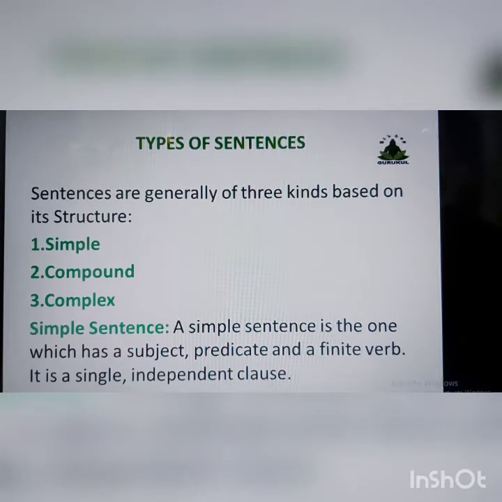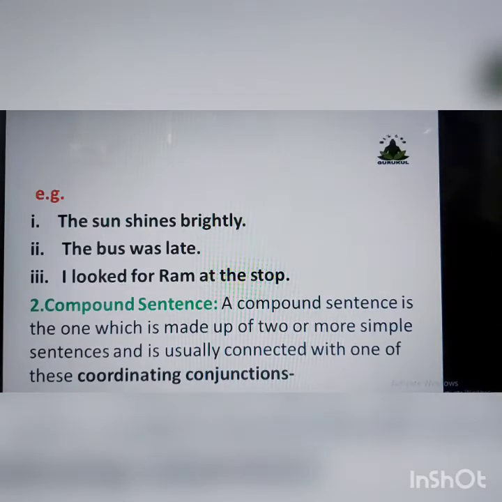Now I will explain to you what is a simple sentence. A simple sentence is the one which has a subject, predicate, and a finite verb. It is a single, independent clause. Now, let's take the example. Say for example, the sun shines brightly is an example of a simple sentence because it has a subject, the sun, and it has a predicate, shines brightly, and it has one finite verb, that is shines.